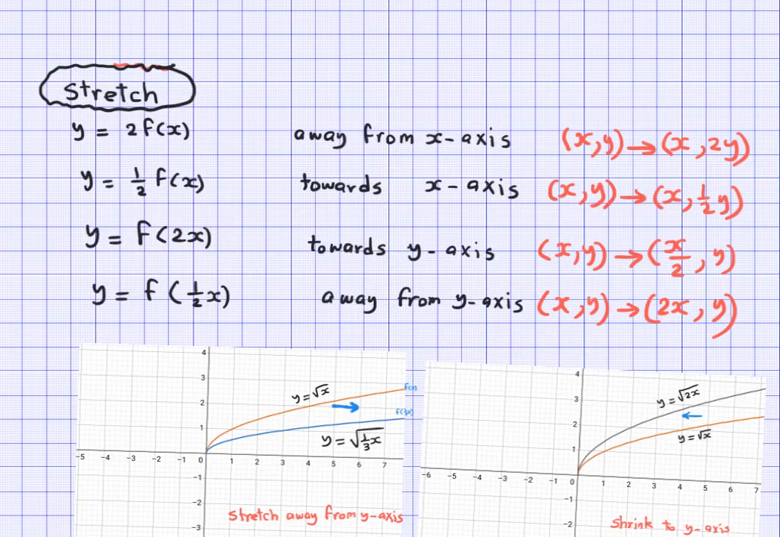Stretch, the last type of transformation. If we multiply the function by 2, we have the original function y equals f(x), and we multiply this function by 2. What is the effect on the sketch? If you multiply by 2, the new curve will be away from the x-axis. The points will move away from the x-axis.